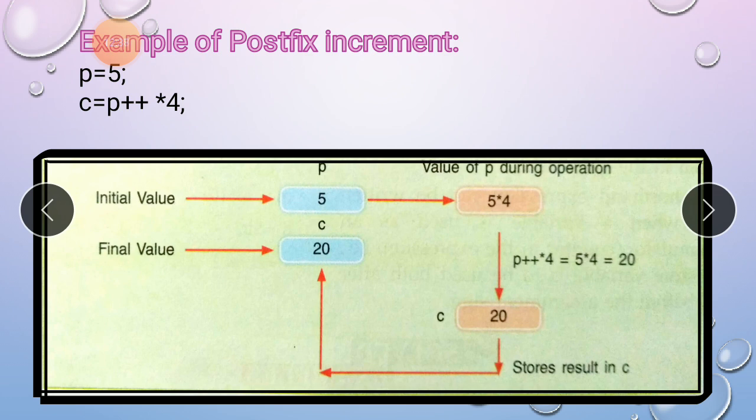Let us see in this picture. Initial value of P is 5. Then the value of P during operation. What will be here? The operation is multiplication. 5 into 4 is 20. 20 will be stored in C. Then after storing, P will be incremented by 1. So now the current value of P will be 6.